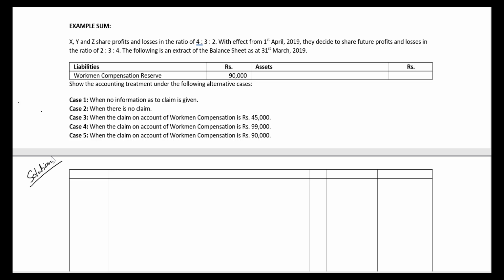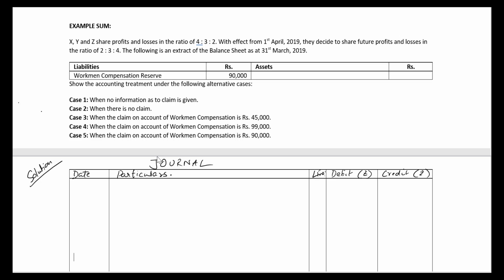Solution. Journal. The date, particulars, LF number, debit rupees and credit rupees.